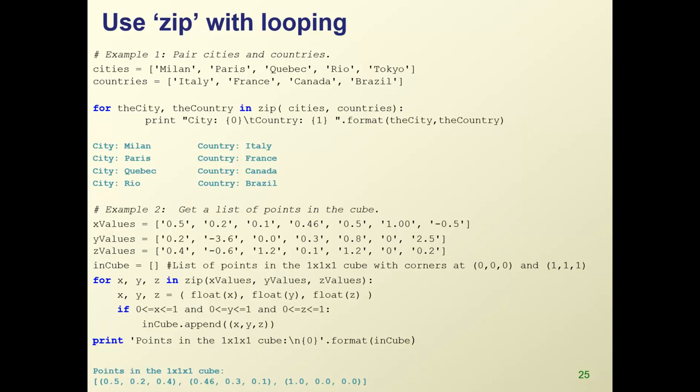So our results would look something like this. Notice in this print statement we have a carriage return, and that's why the resulting list of tuples is on the second line. So we found that 3 of the points are inside of the cube.